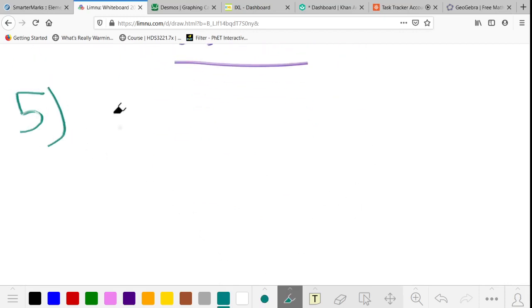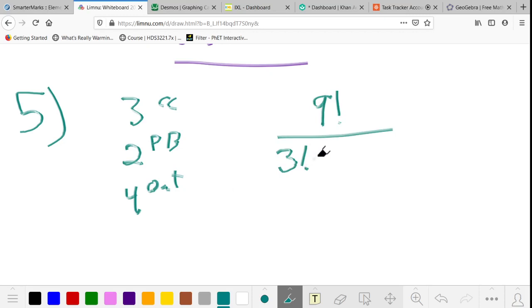And finally, number 5. Norm bought 3 chocolate chip cookies, 2 peanut butter cookies, and 4 oatmeal cookies from a corner bakery to give to his 9 grandchildren. How many ways can he distribute 1 cookie to each grandchild? So 9 factorial over 3 factorial, 2 factorial, 4 factorial.